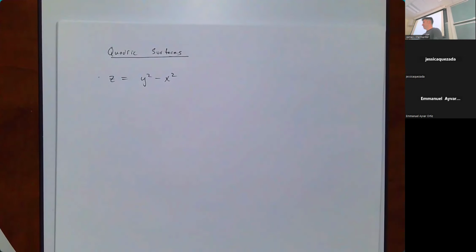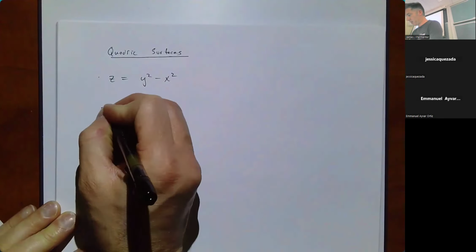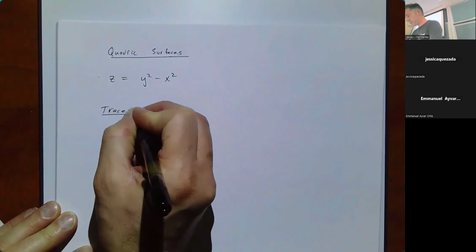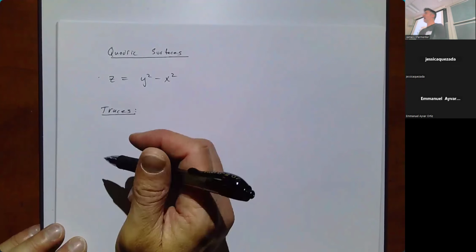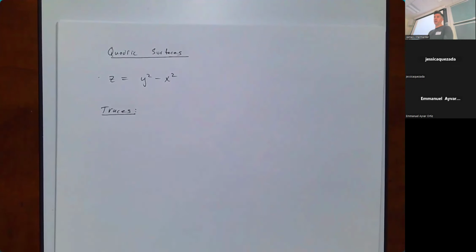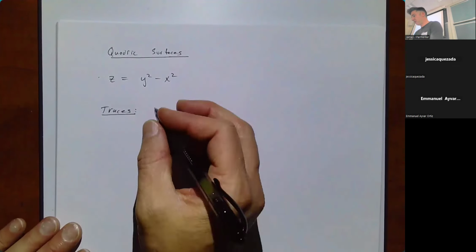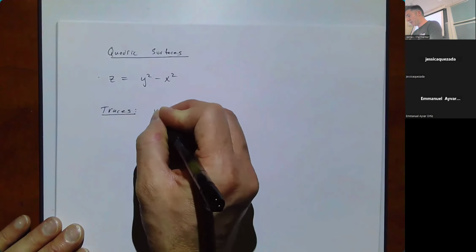So this is an example of one of the quadric surfaces, and the way we would usually graph something like this is by drawing the traces in each of the planes. So let's draw some traces. Sometimes one or more of the traces is kind of funky, and that's going to be the case here. Let's actually not start with the trace in the XY plane. That one's a little bit weird. So we start with the trace in the YZ plane.